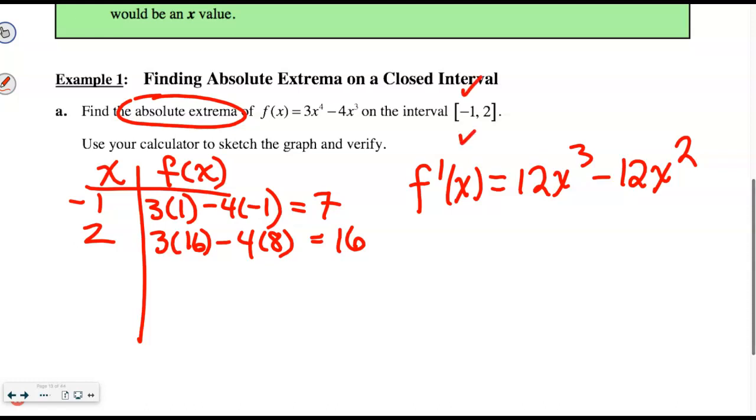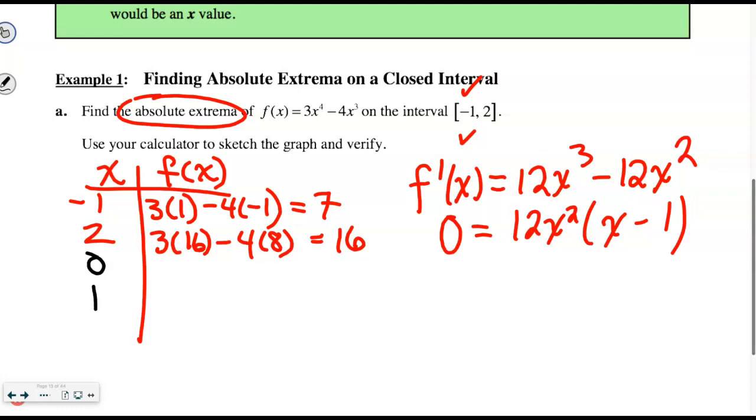What are we going to set the derivative equal to? 0. We need to figure out where it equals 0 or doesn't exist. But the only DNEs come when we have a fraction, and we don't. So I'm just going to factor out a 12x squared, and I'll have an x minus 1. So that's going to give me 2 more candidates on my candidate table. I'll put those on here in black. One of the critical values is 0, and the other is 1.